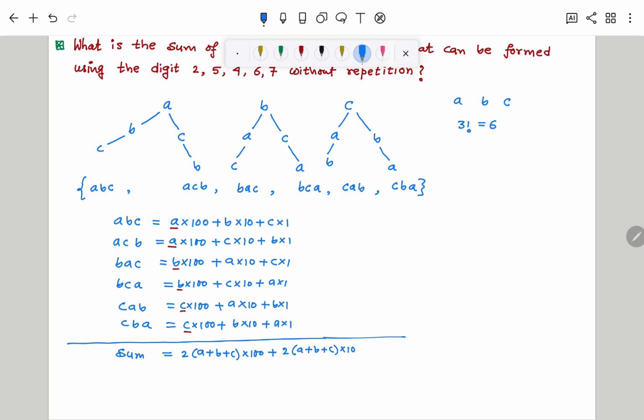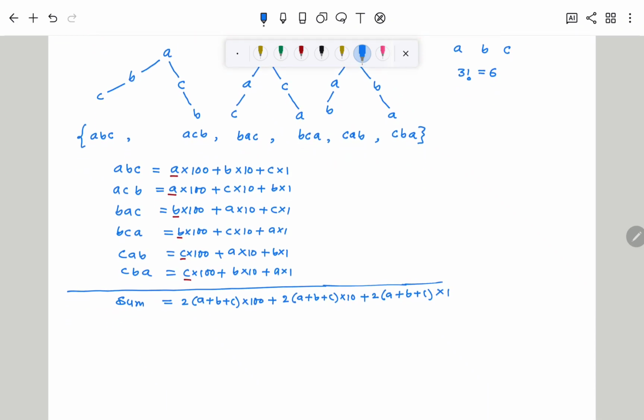The same for the last column. Here we should get 2 into A plus B plus C, into 1. Now if we factor out this 2, and also factor out A plus B plus C, then the remaining part will be 100 plus 10 plus 1.